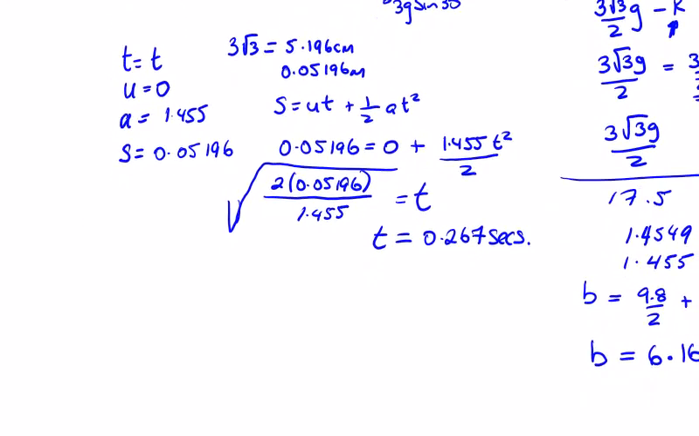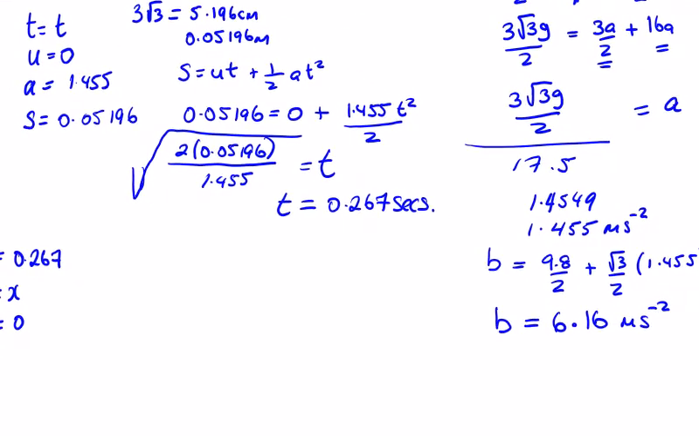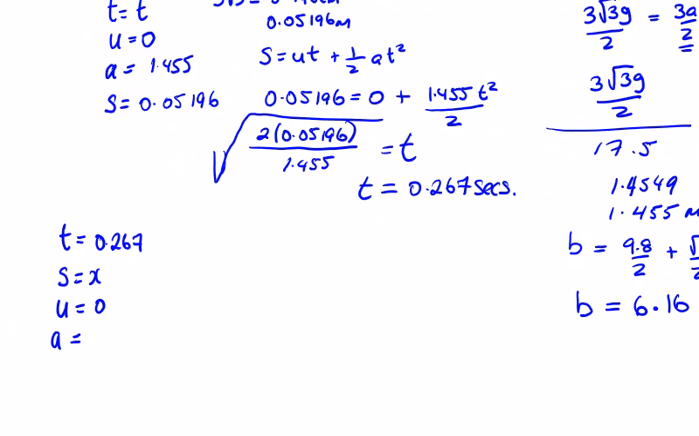And we're asked to find s. So now we have the time. We're asked to find the distance the particle moves. So the time is 0.267 seconds. We're looking for the distance, which they've called x, so we leave it at x. It started from rest, and the acceleration is equal to b going down the incline, which was 6.16. So again, we're going to use the same formula.